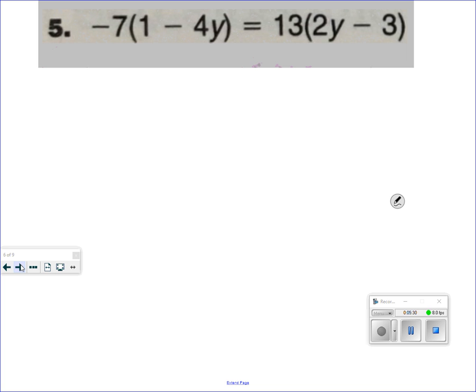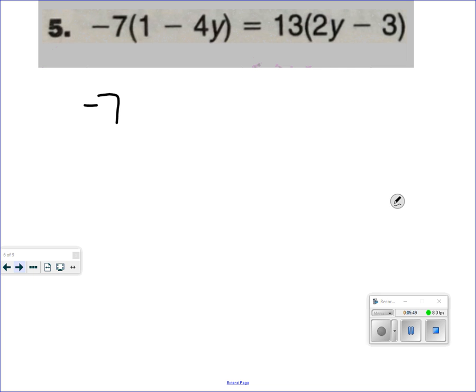Let's see what the next problem has for us. I have a negative 7, and then in parentheses I have 1 minus 4y, close parentheses, equals 13, and then in parentheses 2y minus 3. Well, if I'm multiplying these, negative 7 times 1 is negative 7.